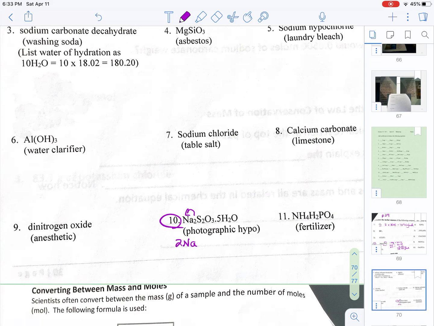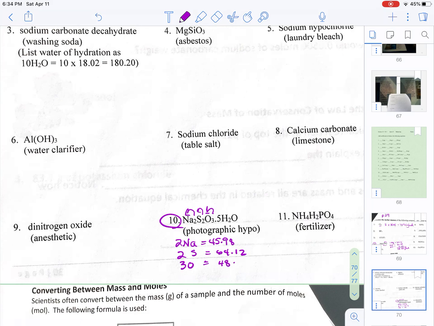so 2 times the 22.99 would be 45.98. We also have 2 sulfurs. So 2 times 32.06 would be 64.12. And going on from there, there's 3 oxygens. So that would be 3 times 16, which is 48.00.